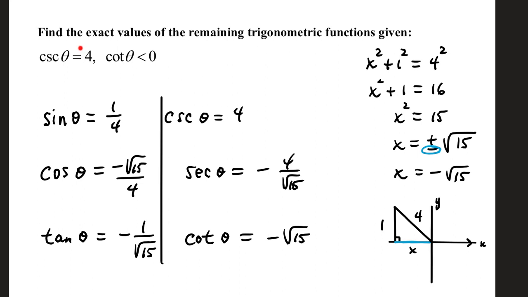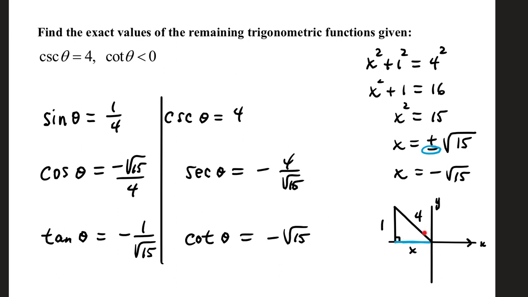Cosecant is the reciprocal of sine. 4 is the reciprocal of 1/4. So just looking at this value, we know sine has to be 1/4. That gives us enough to say our y coordinates have to be positive, but the ratio of y over x has to be negative. So that forces us into quad 2.